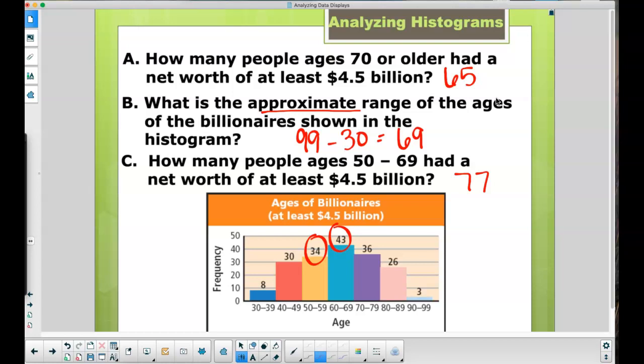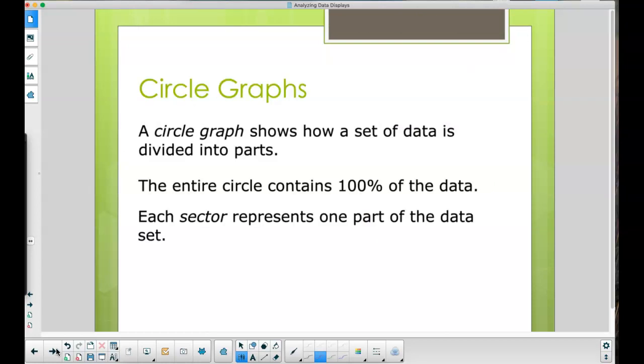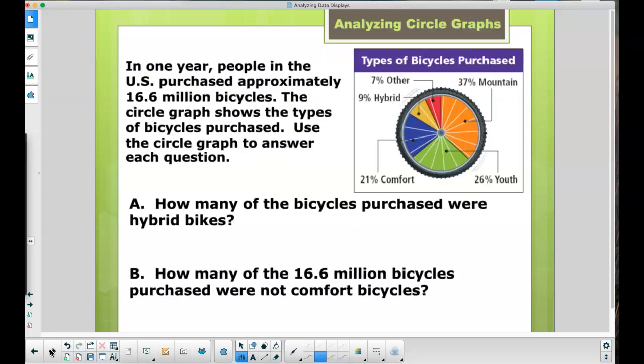All right. The next type of graph is a circle graph. So yesterday we said circle graphs kind of divide into parts. It's part of a whole. We're often talking about percents. Okay, so the entire circle contains 100% of the data. So, if we look at this circle graph, slide 5 on your notes.